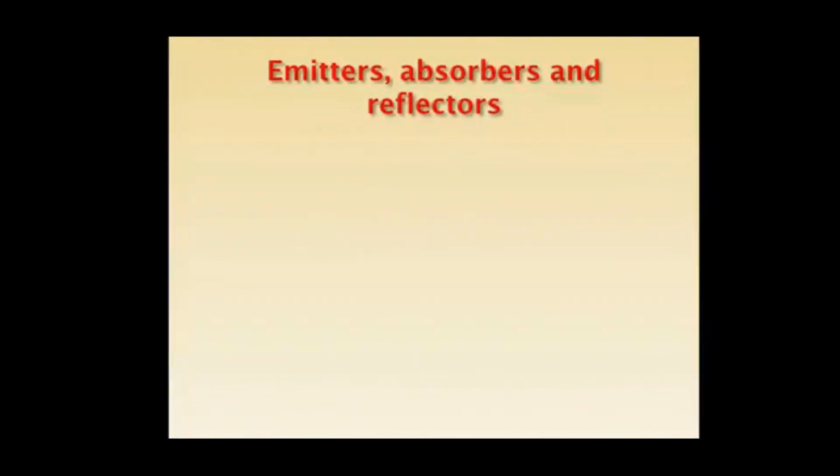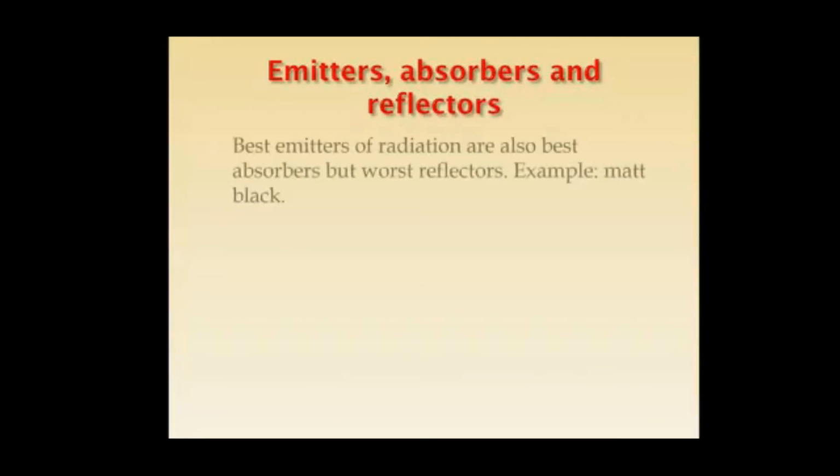Right now I am going to explain about emitters, absorbers and reflectors. Look at the point. Best emitters of radiation are also best absorbers but worst reflectors. That means which will emit most of the heat, they will absorb most of the heat but reflect less amount of heat. For example, matte black.